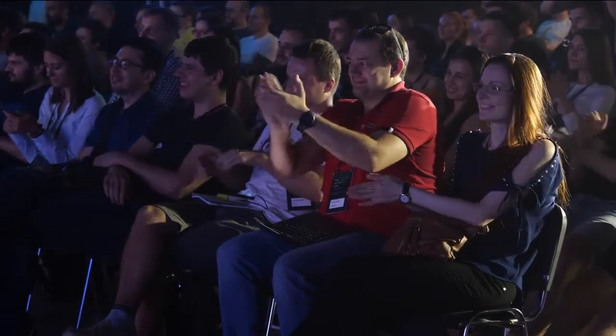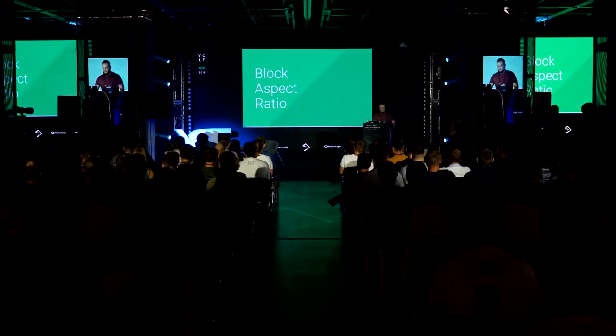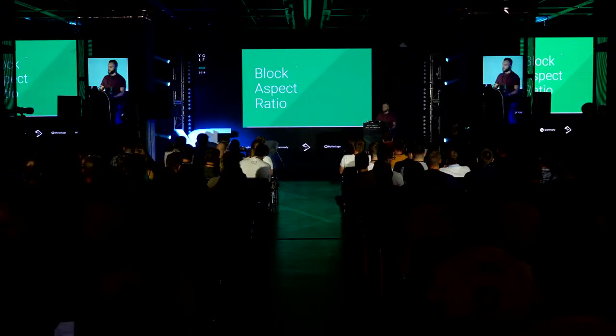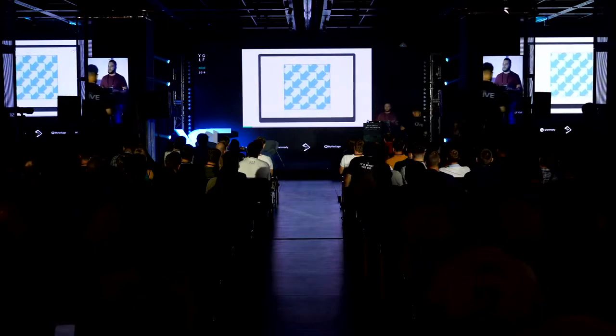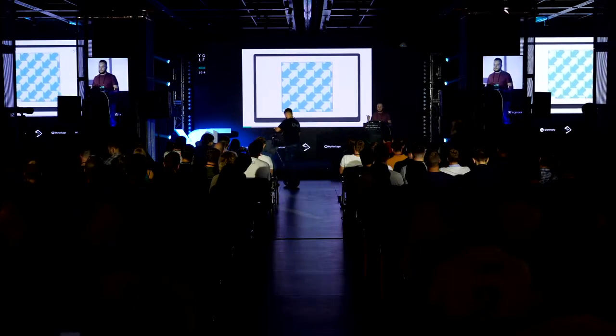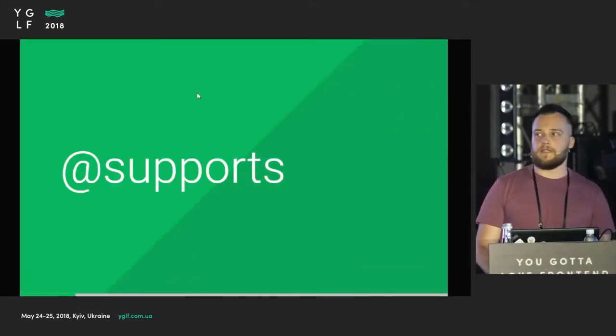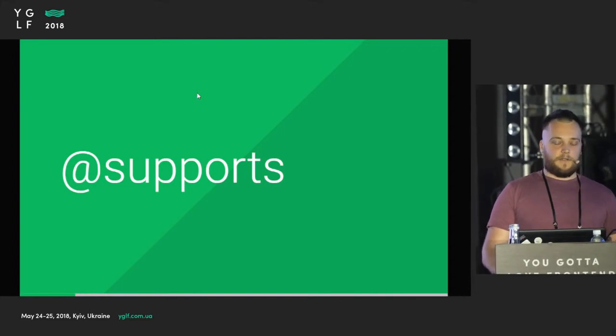Some tricks for solving unusual problems. Let's start with block aspect ratio. Sometimes we need to create a block with square or rectangular shape, which keeps its aspect ratio on any screen size. It can be a menu item, avatar, or image slider. It can easily be done this way. If the height of the block is not defined, then padding is calculated from the apparent width.